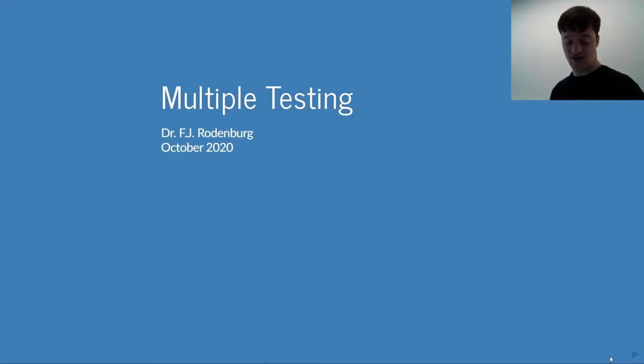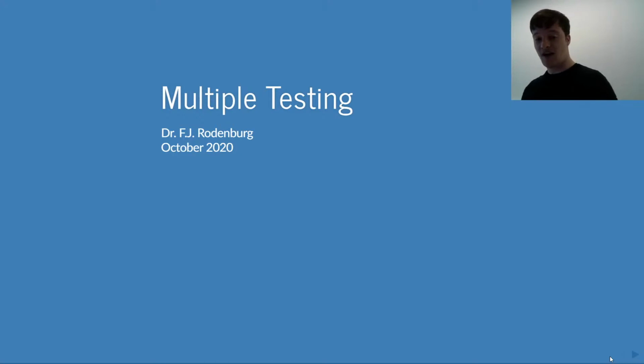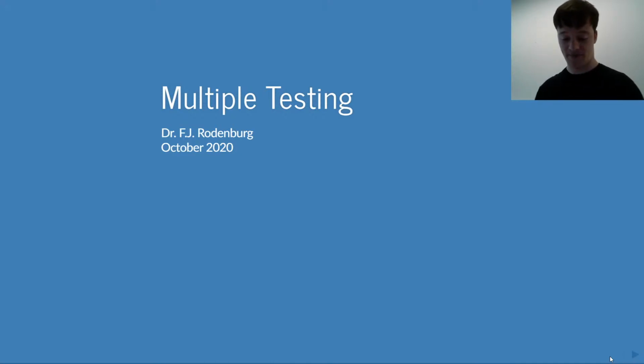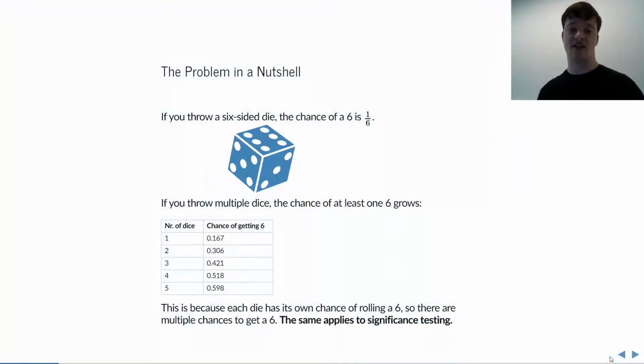If you want to use a significance test, you have to know what the multiple testing problem is, and you have to know a basic correction for it. So multiple testing basically means that you perform more than one significance test. I've written down a couple of probabilities here.